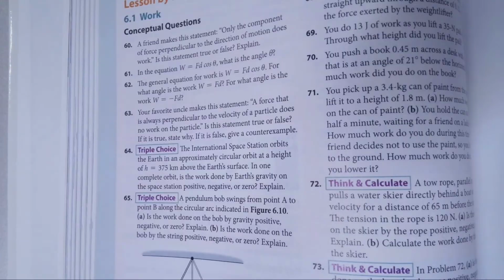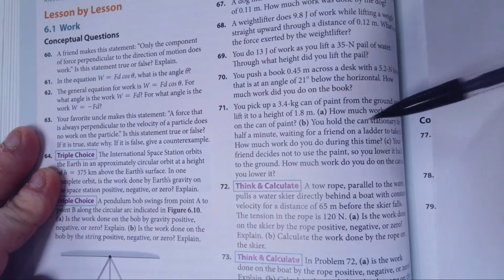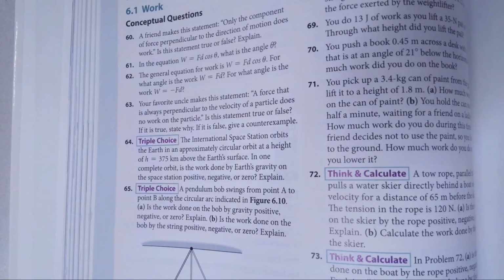This is the pre-AP Physics book homework for chapter 6, Work and Energy, page 220, problems 60 through 71. We're going to talk about some of these conceptual ones, talk a little bit about some of these math ones here, and then wrap it up. Shouldn't be too long here.